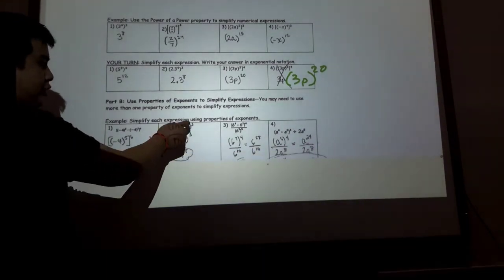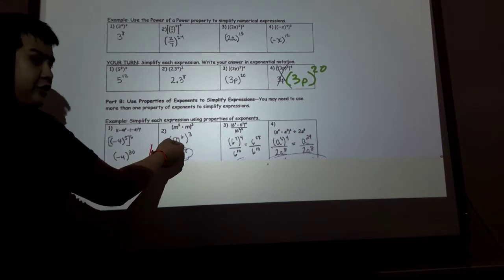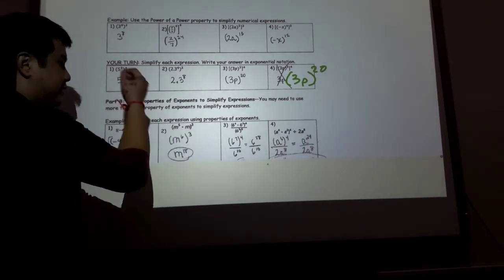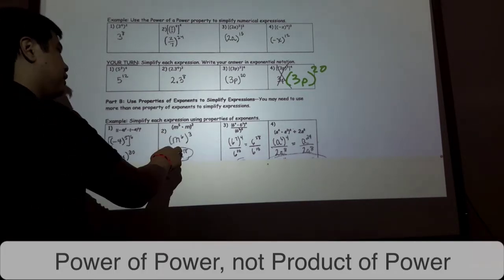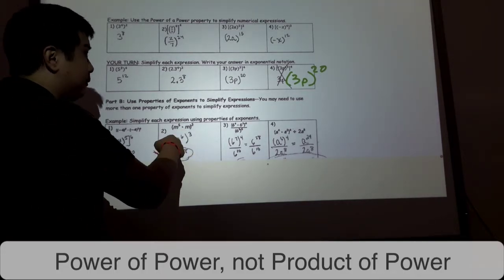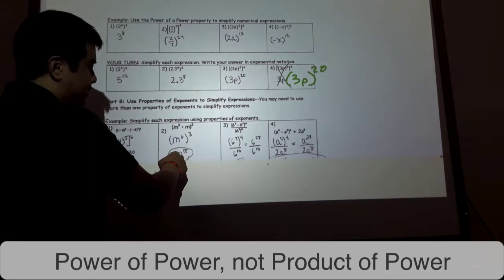Same thing over here, we're going to combine these two. We're using our product property, m to the 6th, and then we're going to take 6 times 3 using our power of a product property, to get us m to the 18th.